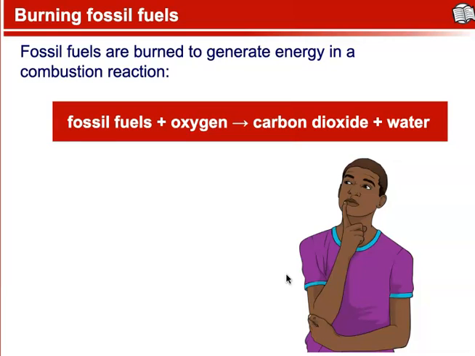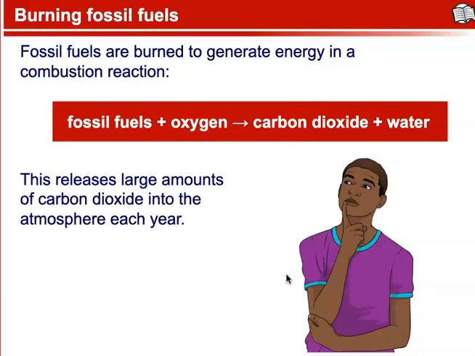Burning fossil fuels. Fossil fuels are burned to generate energy in a combustion reaction. A combustion reaction includes fossil fuels along with oxygen, and it produces carbon dioxide and water. This releases large amounts of carbon dioxide into the atmosphere each year.